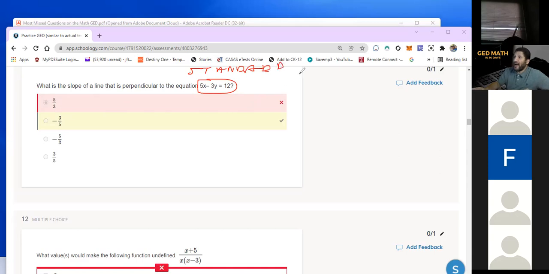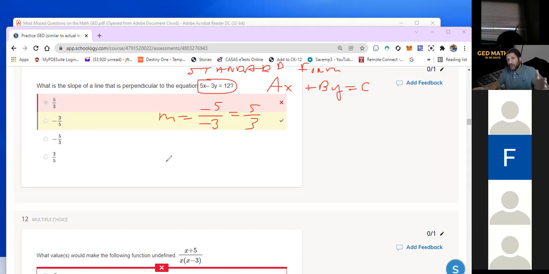How can we find the slope of an equation in standard form? The 5x is a positive 5x. You turn it to a negative 5 over negative 3. Two negatives make a positive. So 5 over 3.